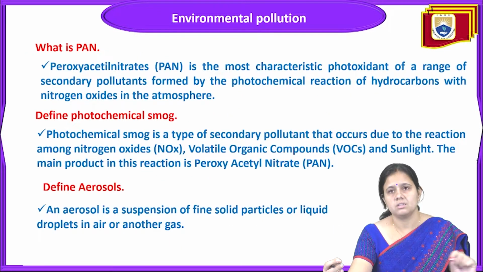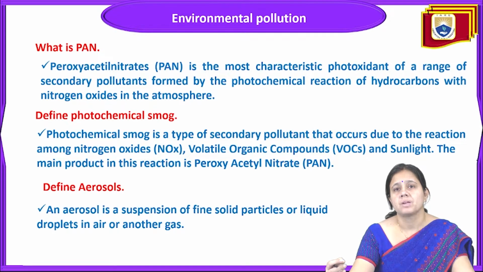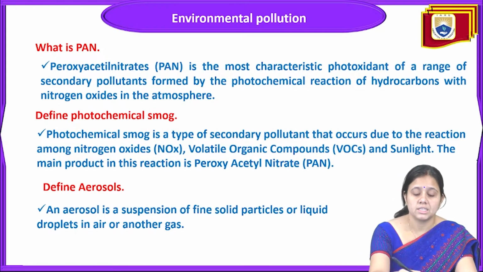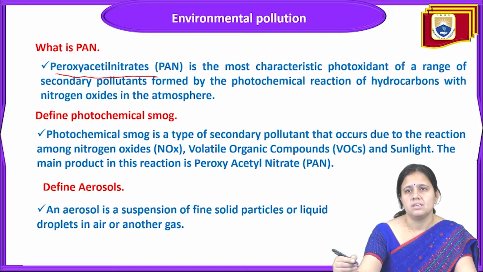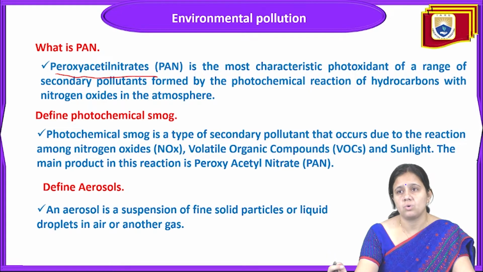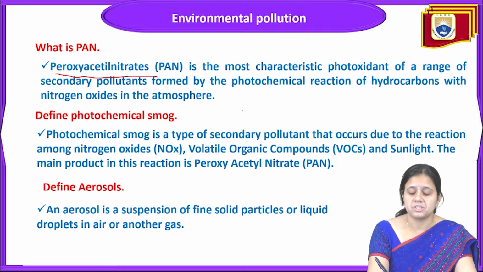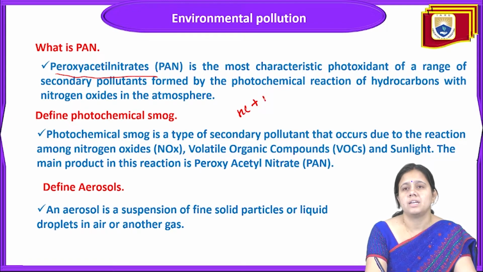Now comes the next term, that is PAN. We have already discussed that PAN is a secondary air pollutant. So how is PAN formed and what is PAN? This is a very important question. PAN is peroxyacyl nitrate, the most characteristic photooxidant of a range of secondary pollutants formed by the photochemical reaction of hydrocarbons with nitrogen oxides in the atmosphere. That means PAN is formed by the reaction of hydrocarbons plus nitrogen oxides.